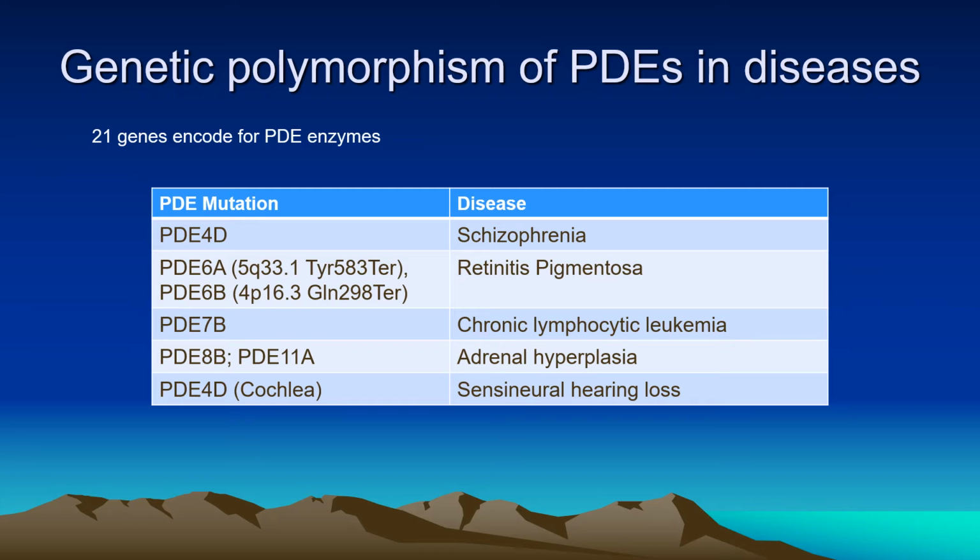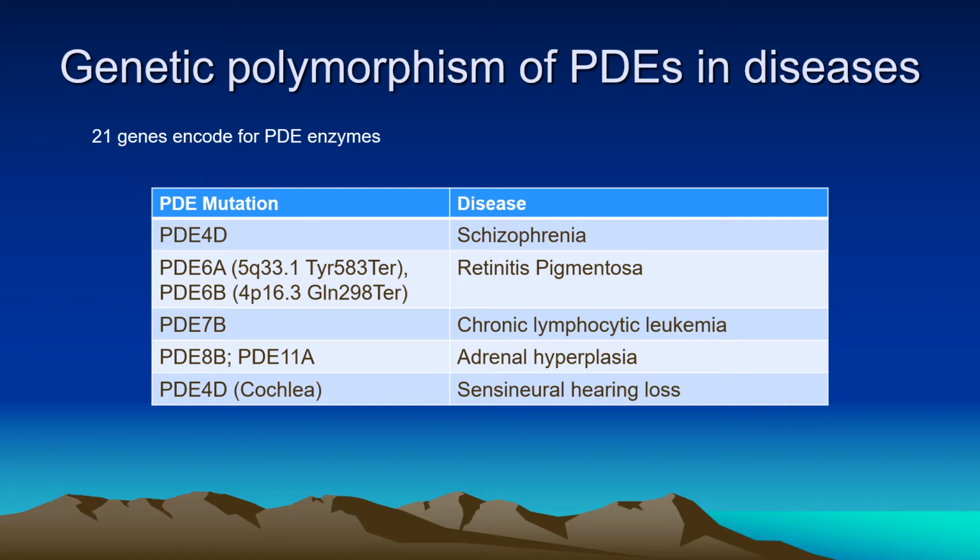Now, genetic polymorphism is seen in the expression of phosphodiesterase enzyme. There are 21 genes that encode for various types and subtypes of family variants of the gene. For example, there are correlates which show that PDE4-D variant is highly expressed in schizophrenia.